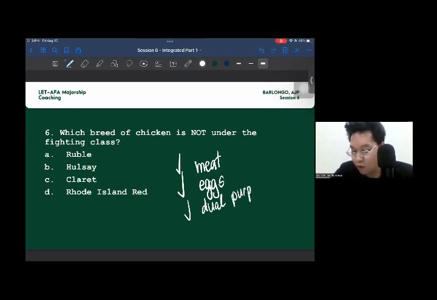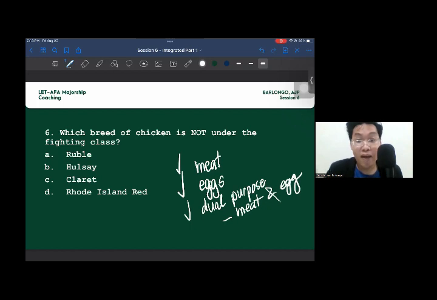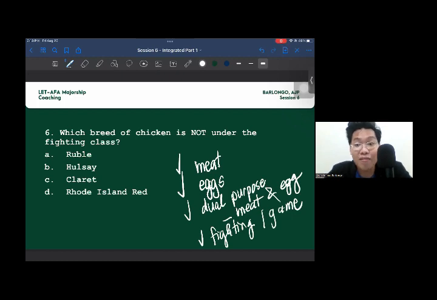When we say dual in purpose, they can be a source of meat or they can be a source of egg. And right now, I'm introducing another classification or another use for chickens, which is the fighting class. So they can also be used for fighting, or in another term, those used in sabong. Is that right, sabong? Yes, the game fowls. So which of these breeds are not under the fighting class?